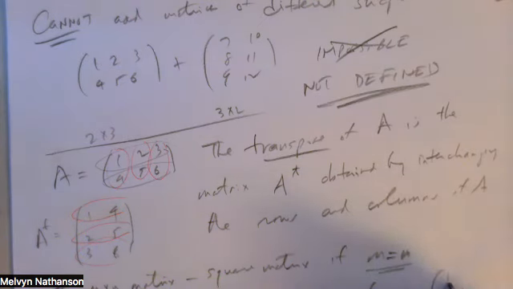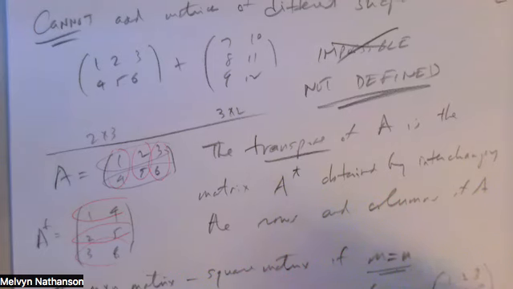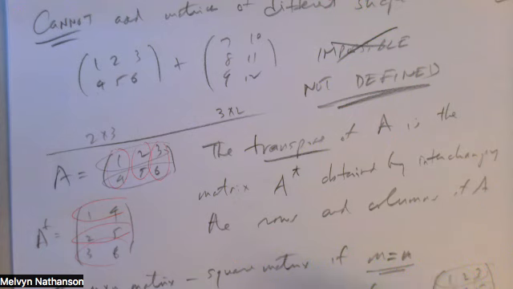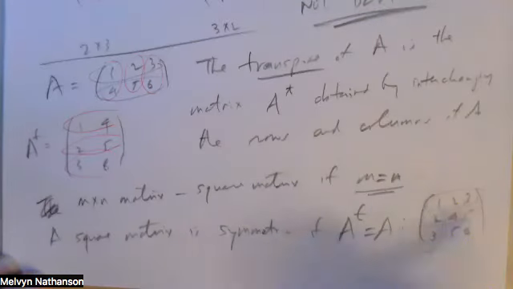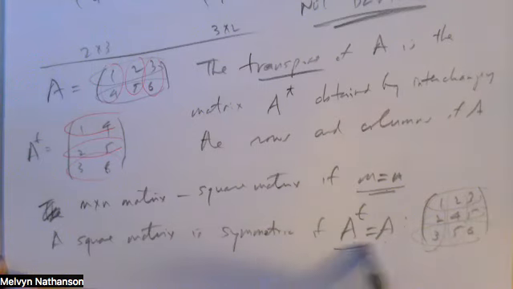So for example, the matrix 1, 2, 3, 2, 4, 5, 3, 5, 6, this is symmetric because if I take the first row, it is the first column. If I take the second row, it is the second column. If I take the third row, it is the third column. So a matrix is symmetric if it's equal to its transpose.